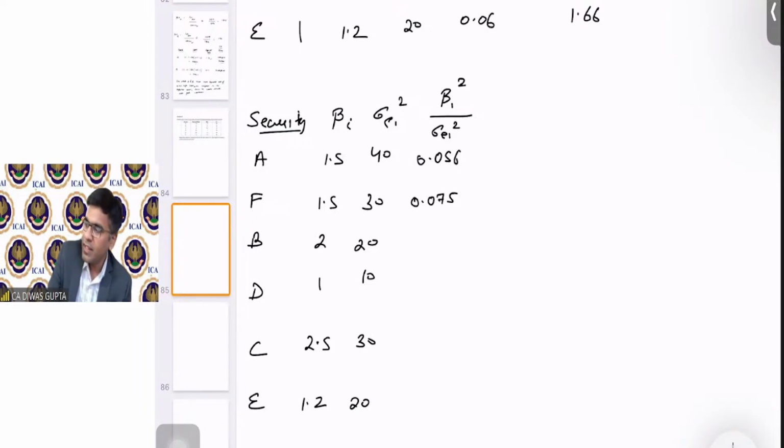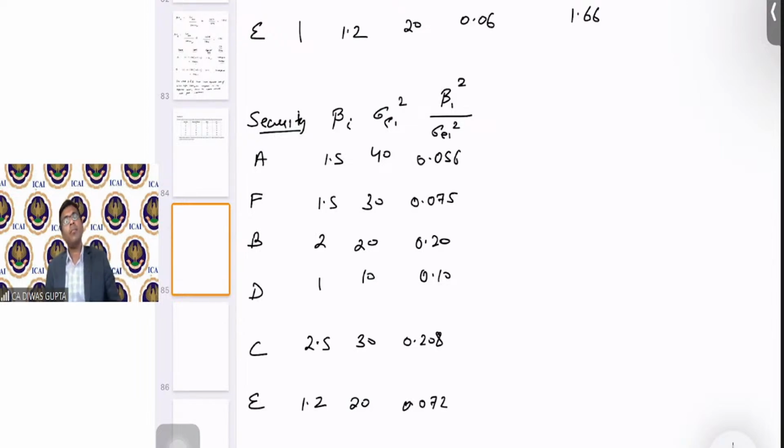Then this one is 2 into 2 divided by 20. So 4 divided by 20 is 0.2. Then 1 divided by 10 will be 0.10. Then 0.208 and lastly 0.072. Okay. So this calculation is also clear.